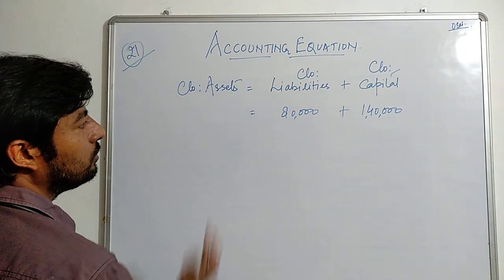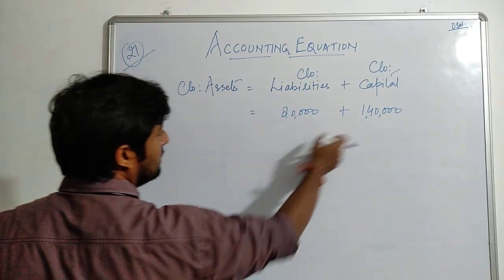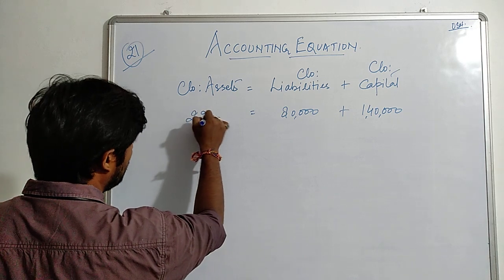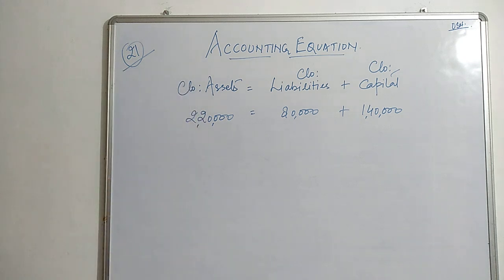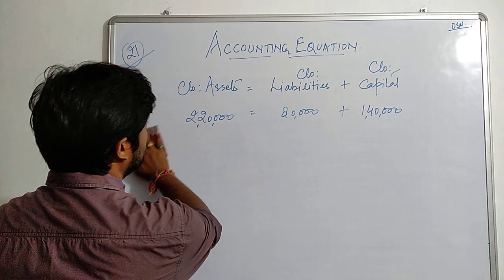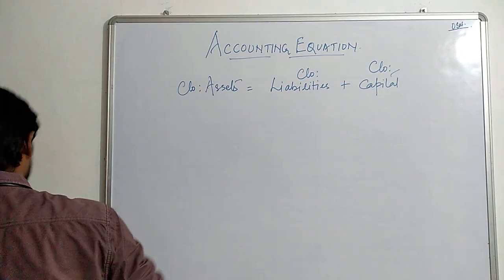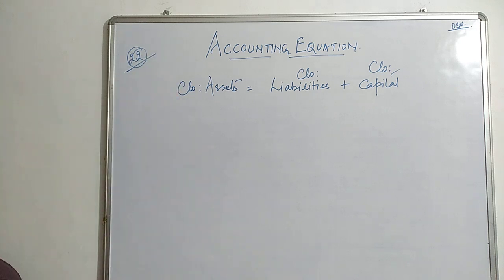आप ही बताओ, what is the amount of asset? Two things are there, liabilities plus capital, known as asset. You add this, how much? 2,20,000 is our amount of closing asset. Very simple question. No problem with this question. Clear. Now we are proceeding to question number 22. See the question.